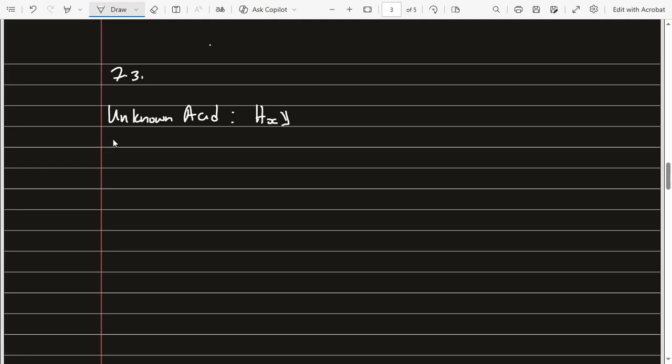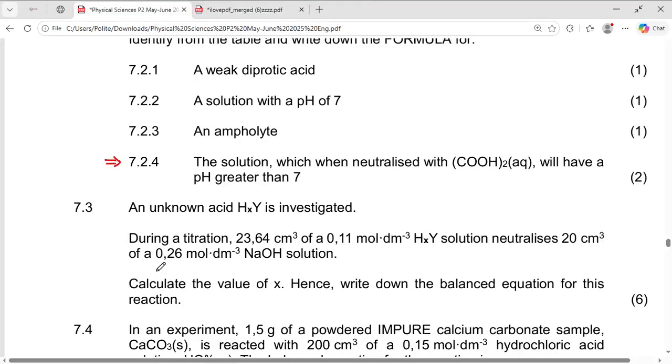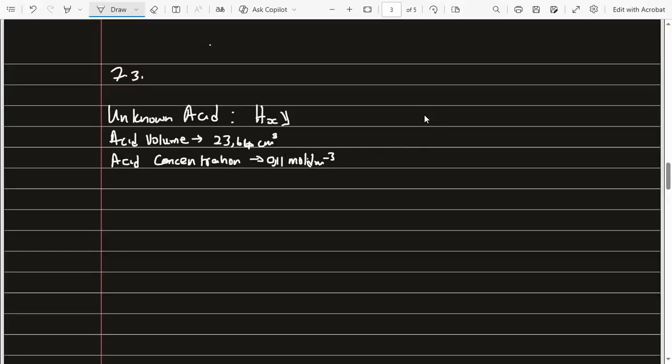And then the acid volume is given as 23.64 centimeter cube. And then we also have the acid concentration. So what is the acid concentration? 0.11 mole per decimeter cube. I'll definitely go back and just verify if this is correct. Okay, 23.64, 0.11. Okay, so now we also have the NaOH, which is the base.